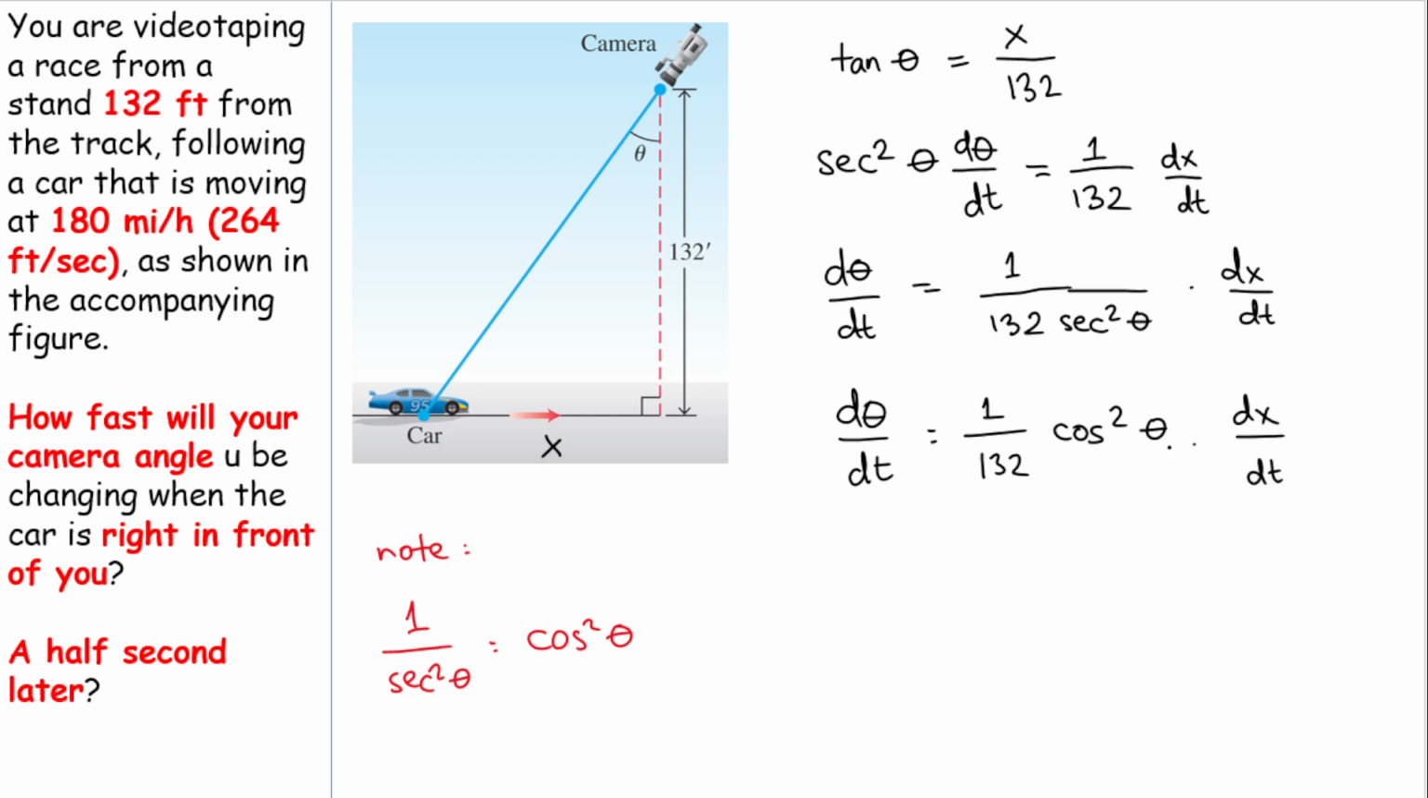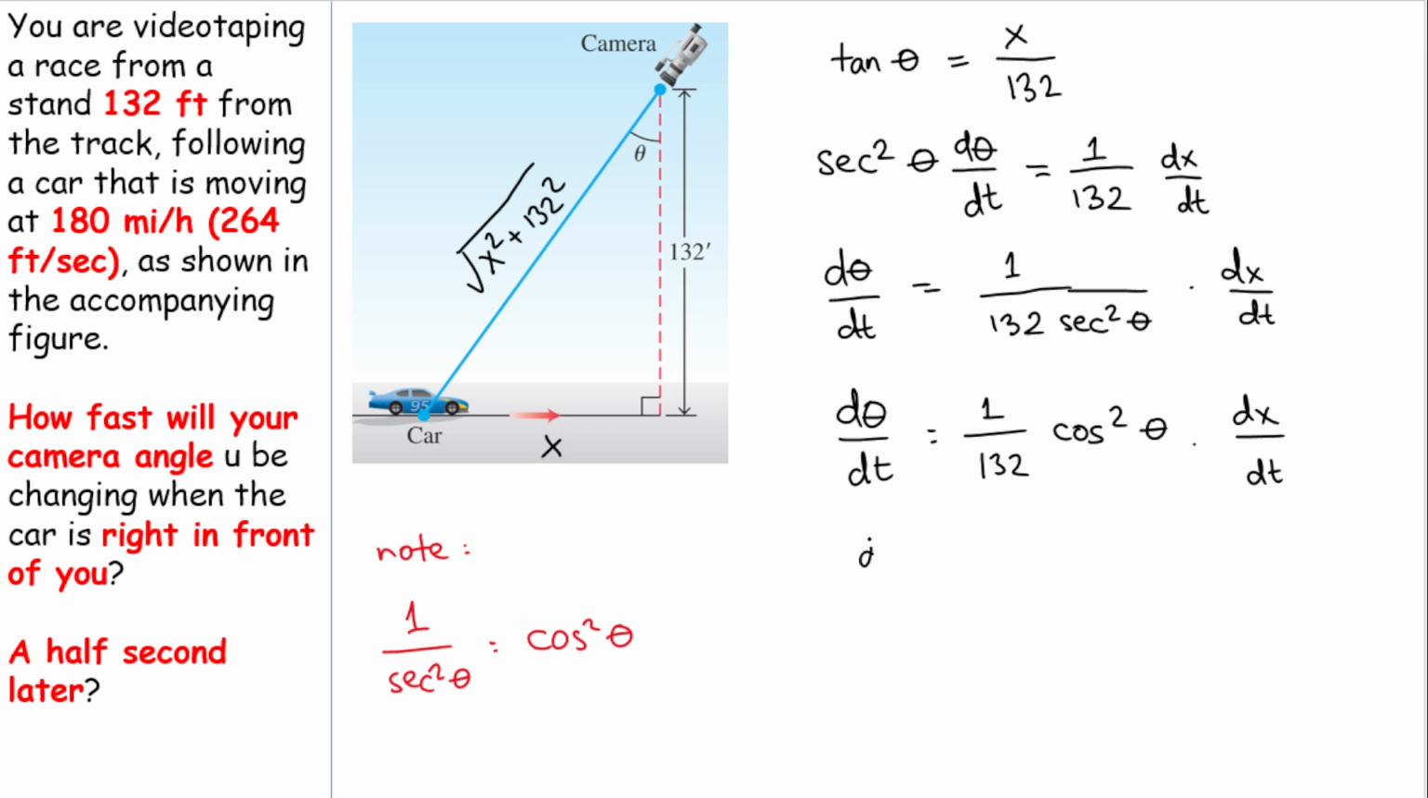But look at this cosine squared of theta. Remember that cosine is the adjacent divided by hypotenuse. And if we see this right angle triangle here, the hypotenuse will be the square root of x squared plus 132 squared. And we have the square root of it, right? So I think we can plug this into cosine of theta.